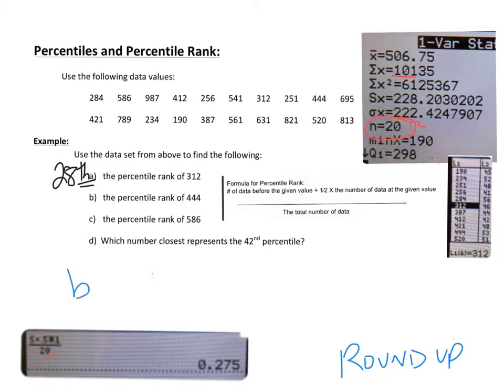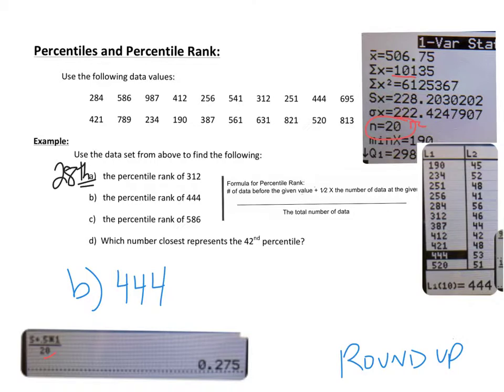For letter B, let's find the percentile rank of 444 in our data set. So the first thing we want to do is we want to find where 444 is on our list. And here, if you move the cursor on top of 444, your calculator says that 444 is in the 10th spot. So the number of data before the given value, since 444 is in the 10th spot, that's going to be 9.